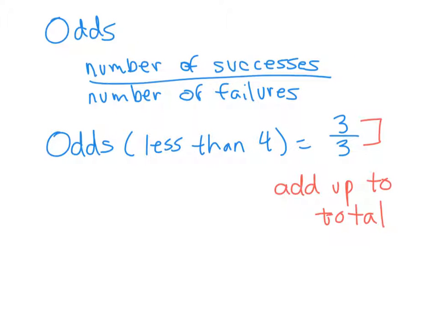One last thing to remember is, too, that odds can be shown as a fraction like probability can, but it could also be shown as having a colon in between the two numbers, like 3:3, or 3 and then the word "to", T-O, 3. So those are all ways of showing odds. Just like with probability, we should express it in simplest form as well. So 3 to 3 would become 1 to 1.